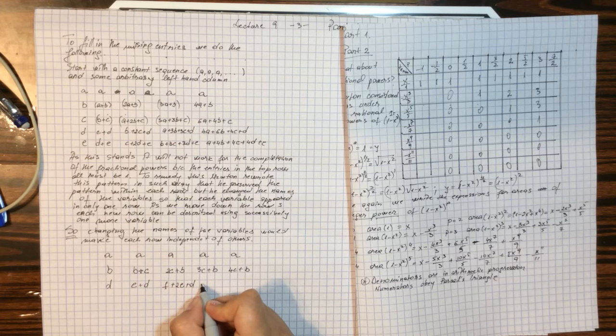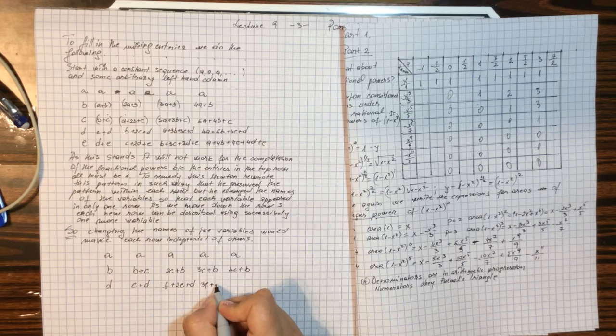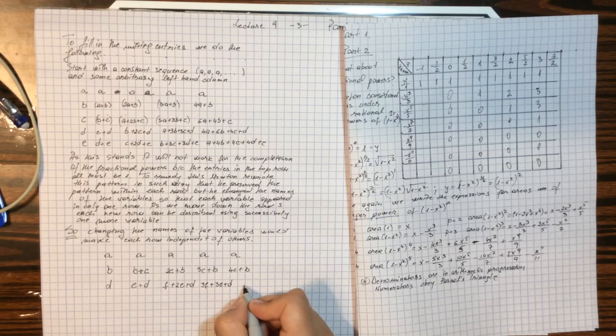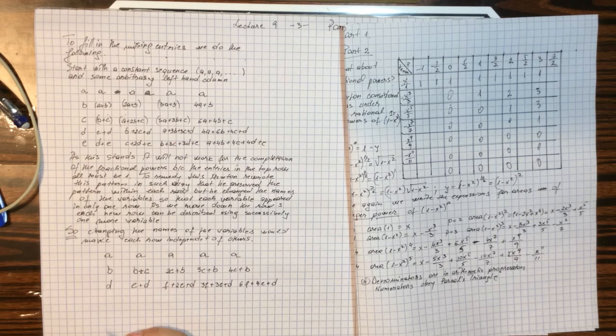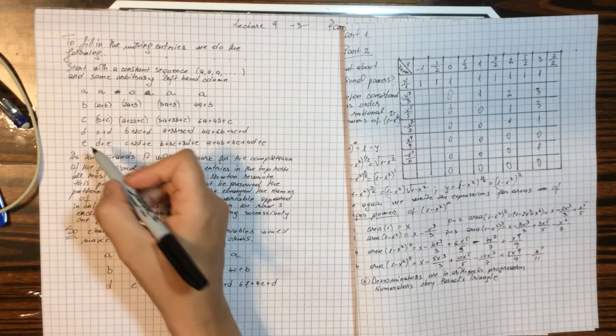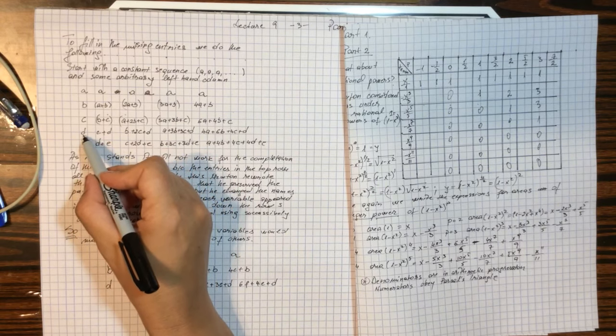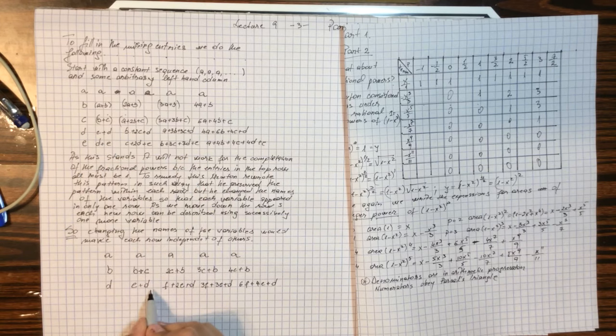Okay, so the rest is 3f plus 3e plus d, and the next one is 6f plus 4e plus d. Okay, all right, next one is this one. It's called d here, but I used d elsewhere, so I cannot call this d. I'm going to call it g.